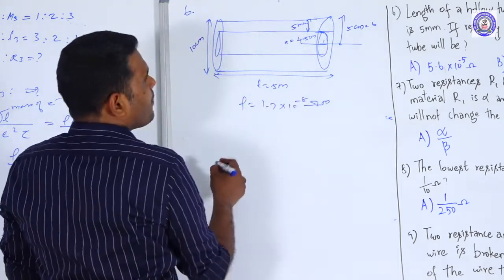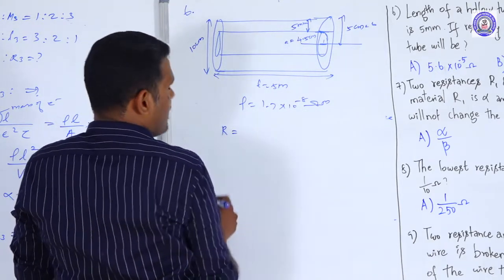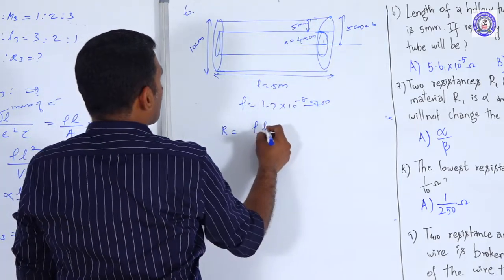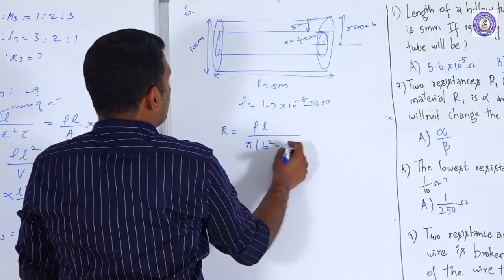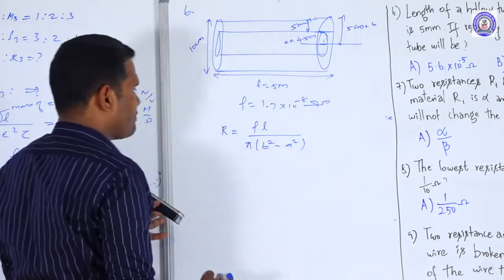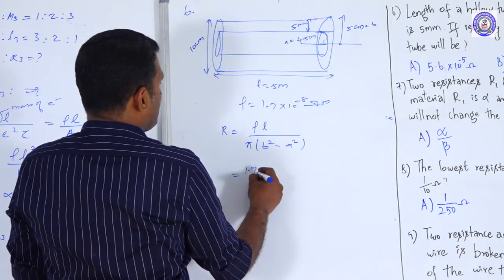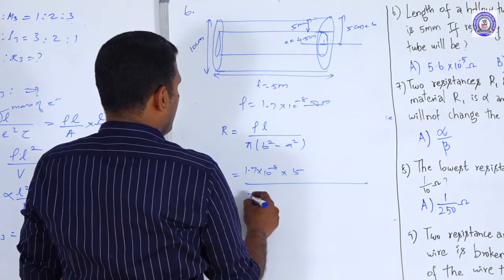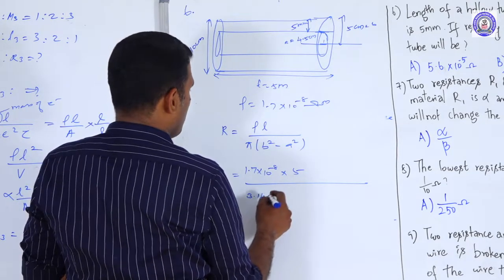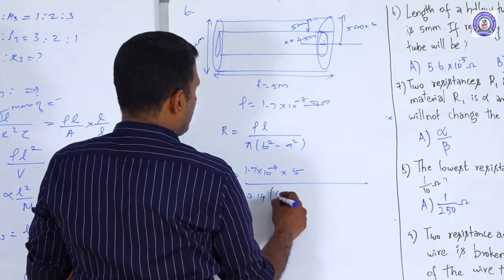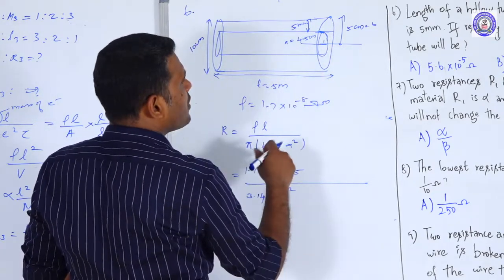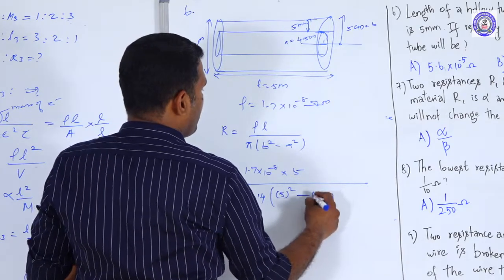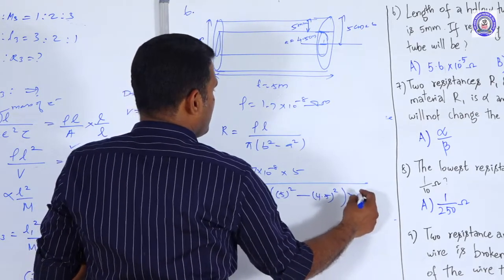Then the resistance of the tube, as we saw the expression for the hollow tube, R equals rho L divided by pi into B square minus A square. We can write 1.7 into 10 power minus 8, length is 5 meter, divided by pi is 3.14 into B square is 5 square. Actually it is in centimeters, so you can bring out outside the bracket, minus 4.5 the whole square, into 10 power minus 4.